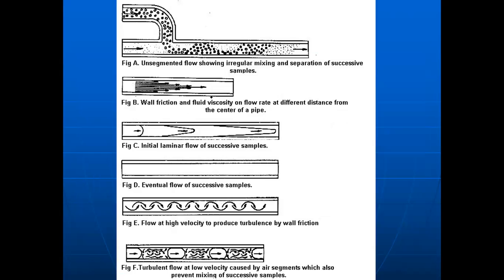Actually, there are different types of flow. There is unsegmented flow, showing irregular mixing and separation of successive samples. That is uncontrolled flow. You can see some irregular behavior due to wall friction, fluid viscosity, flow at different distances from the center of the pipe, and limited laminar flow of successive samples. This is one type of flow. And this is segmented flow of successive samples. This is another type of flow, straight flow, and flow at high velocity produces turbulence through wall friction. This is one type of mixing. So these are the different types of mixing in the auto analyzer.